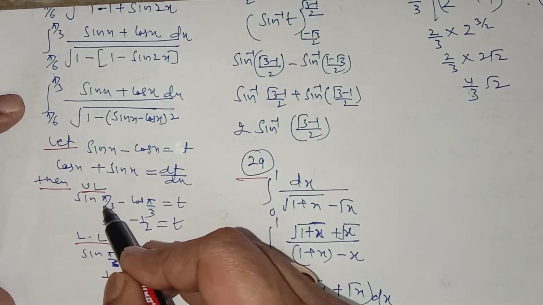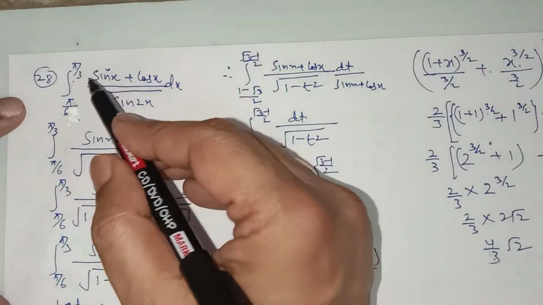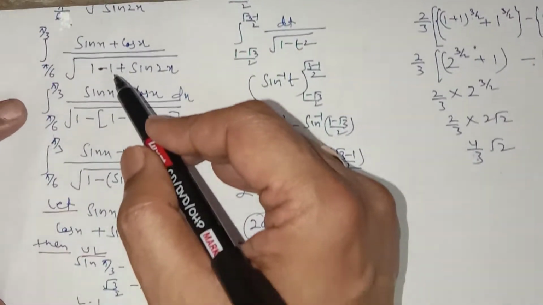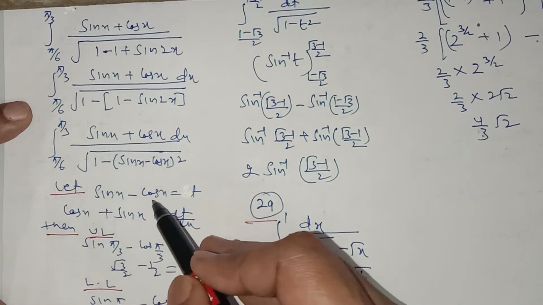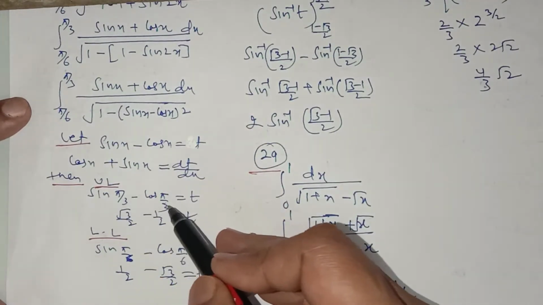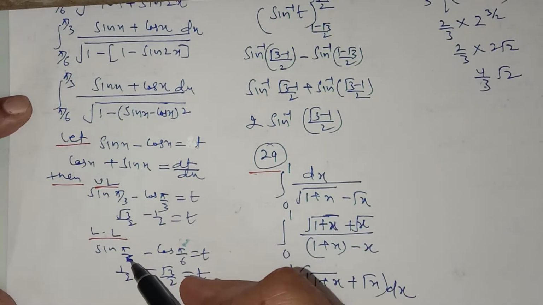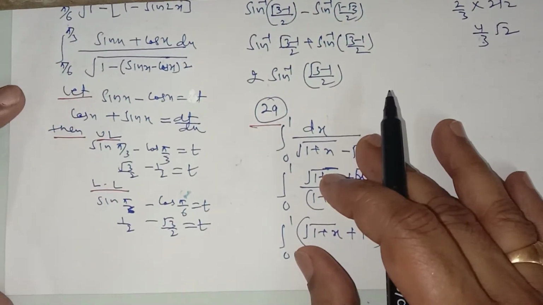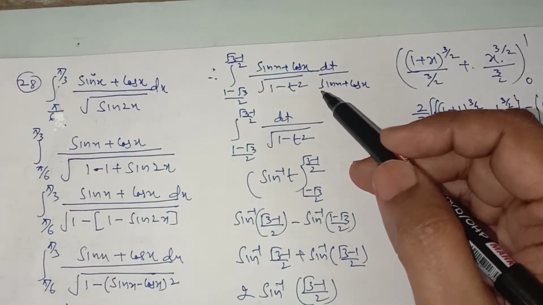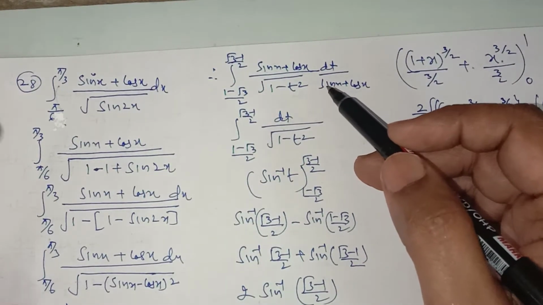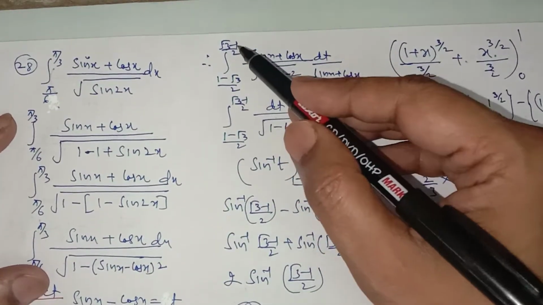The upper limit is pi by 3, so replace x by pi by 3 in the substitution. When sin x minus cos x is equal to t, sin pi by 3 minus cos pi by 3 in terms of t is root 3 by 2 minus half, the upper limit. Similarly for the lower limit, replace x by pi by 6, it will be half minus root 3 by 2. So this is the change after letting sin x minus cos x equal to t and changing the upper limit and lower limit.